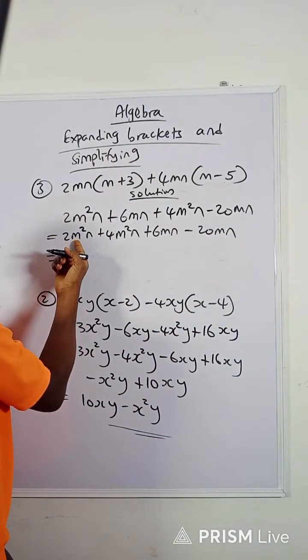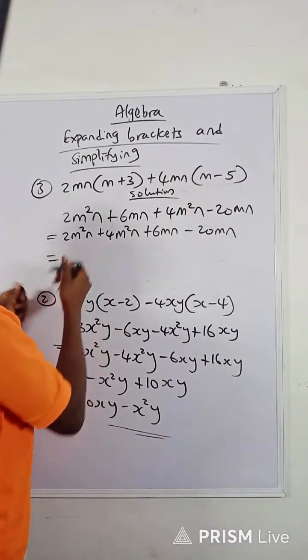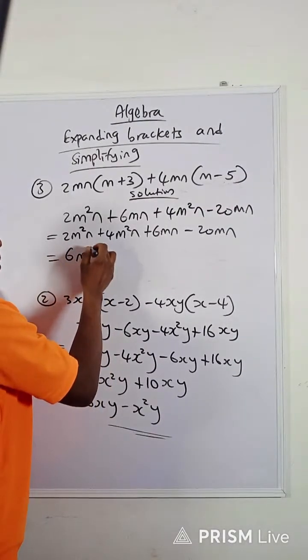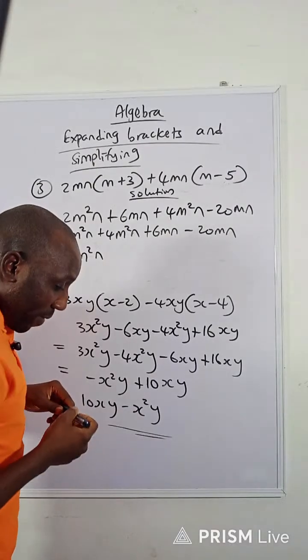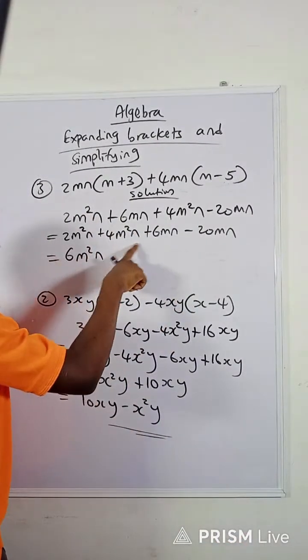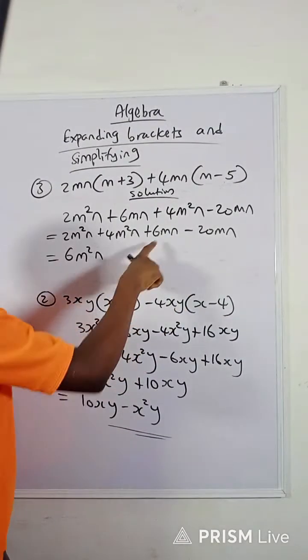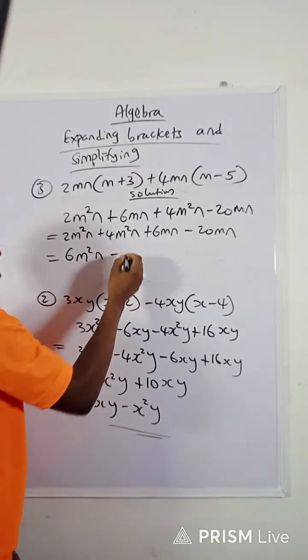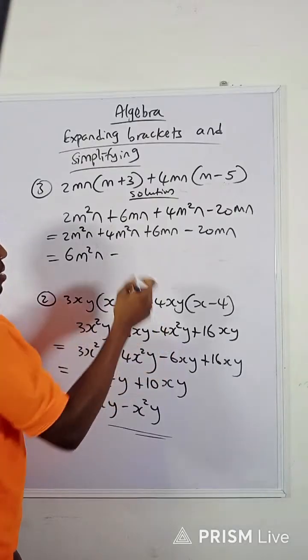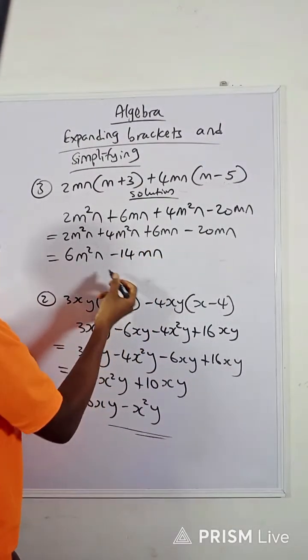Good. So what is 2m squared n plus 4m squared n? 2 plus 4, that's 6. So you have 6m squared n. Again, if you're done, you can leave the answer in the comment. Then you have plus 6mn minus 20mn, which is what? 6 minus 20 is what? Minus 14. So you have minus 14, then mn. And this is going to be the answer.